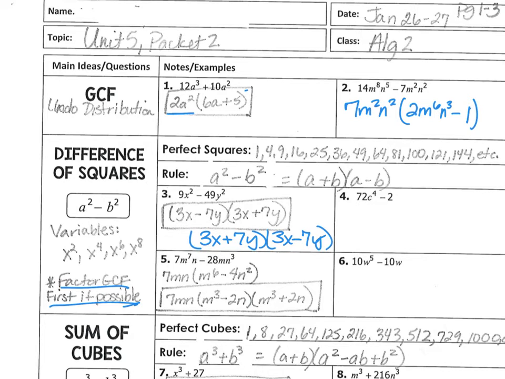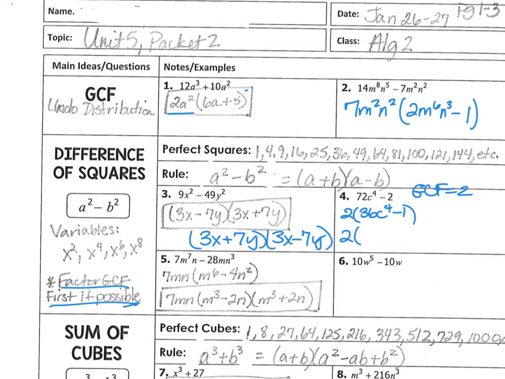So number 4, if you look at it, we have 72 and 2, and those are not perfect squares. So this one we have a little bit of work to do. We have to factor out a GCF first. And our GCF in this case is 2. So we're going to factor out a 2, and you get 36c to the 4th minus 1. And then we're going to factor this, okay? So now we've got a perfect square separated by a minus.